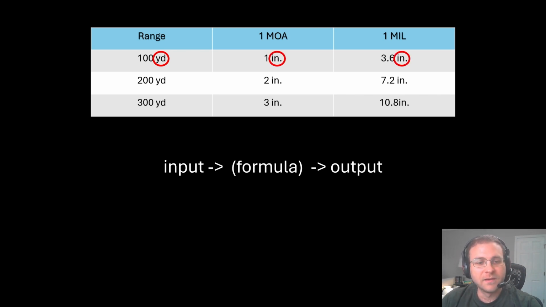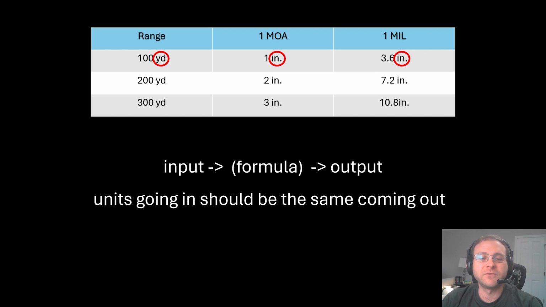You may notice that we're using yards for our inputs, but we're getting inches in our outputs. This is actually not what you expect when you apply a formula. Usually you would expect that if you use yards for your input, you should get your output in yards too. So whatever units you put into the formula should be the units that you're getting out of the formula, unless that formula is specifically for converting from one unit to the other.